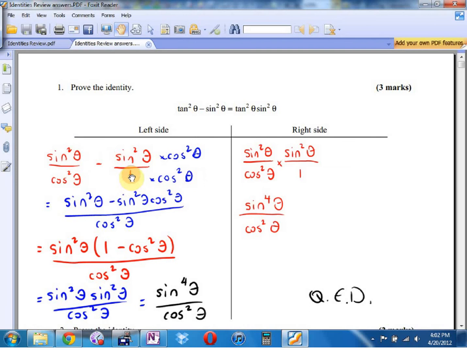Said, let's find a common denominator. The common denominator is going to be what? Cos squared. That just dropped down. Here I multiplied the top and bottom by cos squared. So far, so good? Nope. Okay, I need to do this one then.